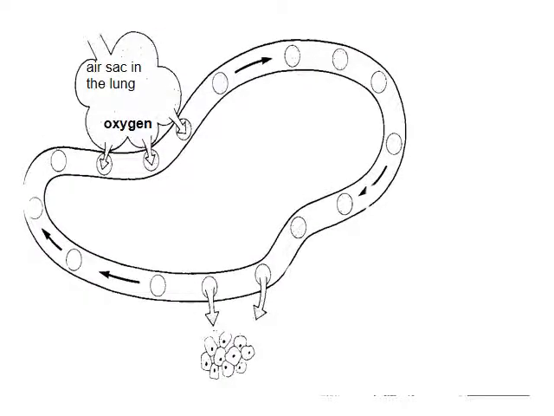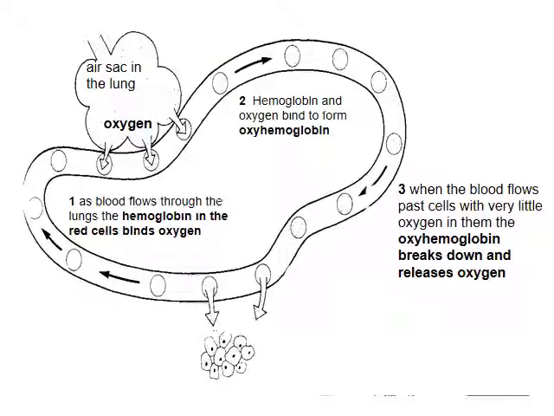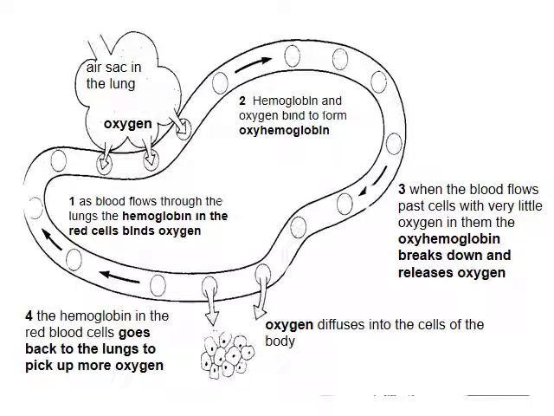Here we have this pathway in this figure where the blood flows through the lungs. The hemoglobin in the red cells binds oxygen. Hemoglobin and oxygen bind to form something called oxyhemoglobin. Then the blood flows to where there is very little oxygen, and the oxyhemoglobin breaks down and releases oxygen. Then the oxygen diffuses into the cells of the body. Hemoglobin in the red blood cells goes back to the lungs to pick up more oxygen to form oxyhemoglobin again, and so on.